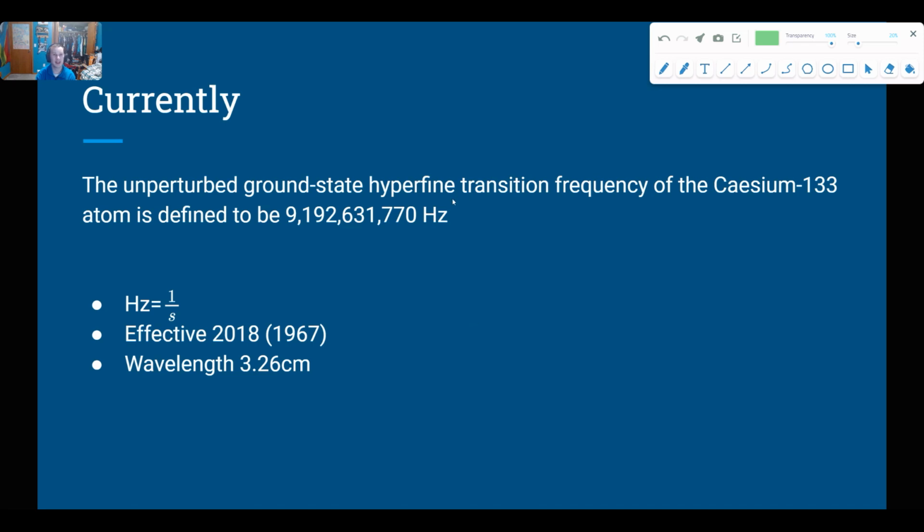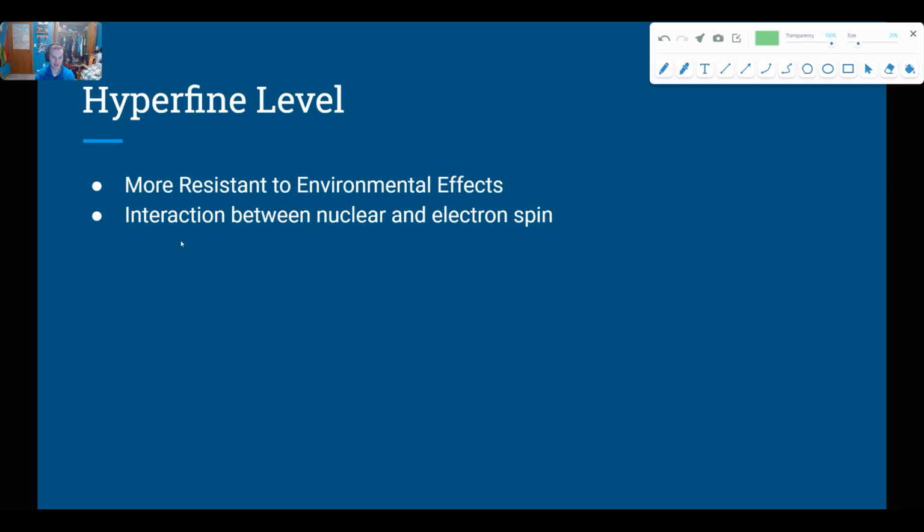But what about this hyperfine transition? What is that? Well, a hyperfine transition is the interaction between nuclear and electron spin. This is not an episode on quantum mechanics, so we're not going to go more in depth as to what a hyperfine level is. If you know more about quantum mechanics and magnetic fields and spin, you can do some Googling and find out a little bit more. But just to keep things simple for everyone watching, it's just a relationship between the spin of the atomic nucleus, where the protons and neutrons are, and the spin of the electron, which is orbiting around the nucleus of an atom.